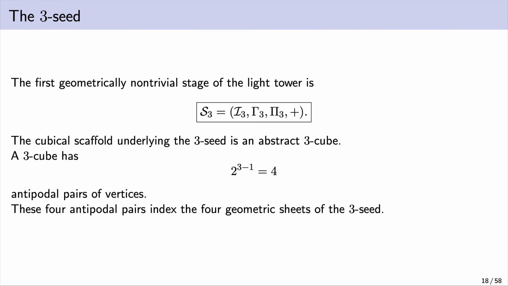The three seed, the first geometrically non-trivial stage of the light tower, is S3. This would correspond to the light geometry side, so L, and we denote that as a plus on the right in the four-tuple. The cubical scaffold underlying the three seed is an abstract three cube, and we know a three cube has four antipodal pairs of vertices. So these four antipodal pairs are our index set for the four geometric sheets of the three seed.